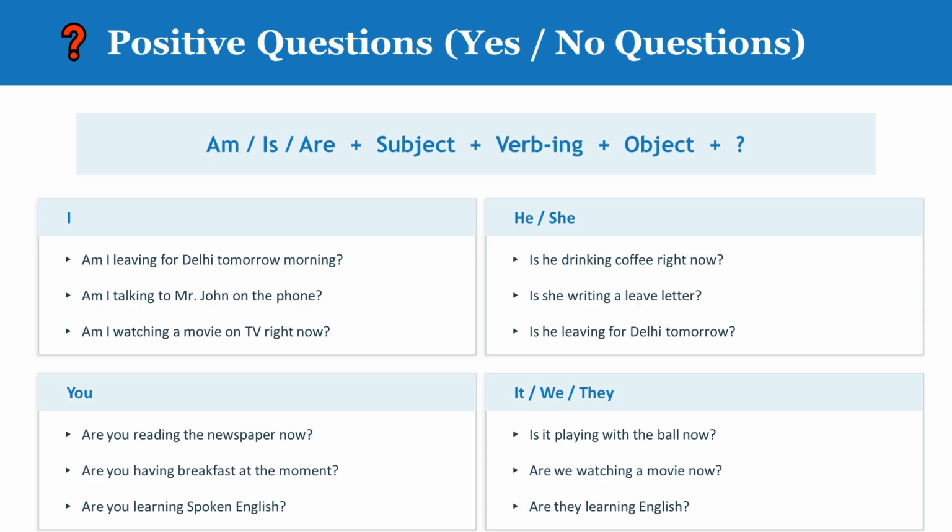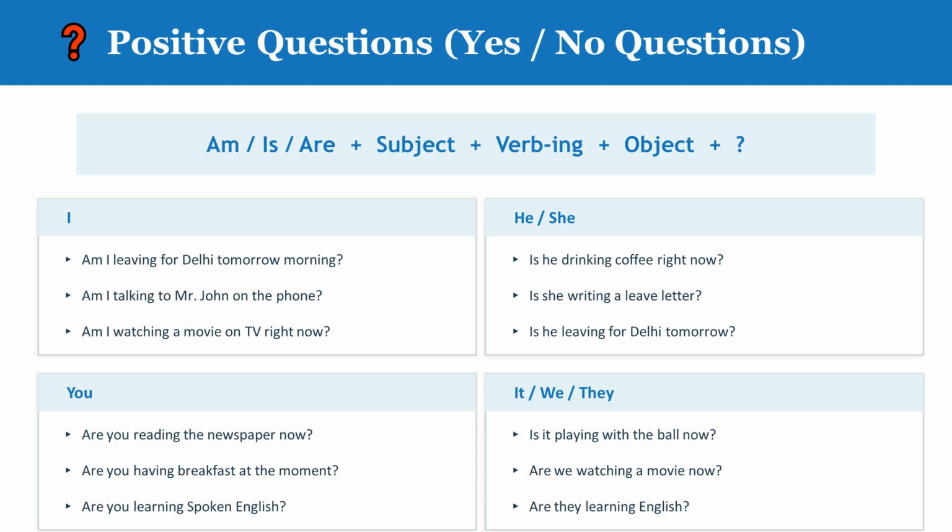For yes or no questions, we move the helper verb to the front of the sentence. The structure becomes am, is, or are, plus the subject, plus the verb with ing, plus the object and then a question mark. With I, we say, am I leaving for Delhi tomorrow morning? Am I talking to Mr. John on the phone? With you, we say, are you reading the newspaper now? Are you having breakfast at the moment? Are you learning spoken English?